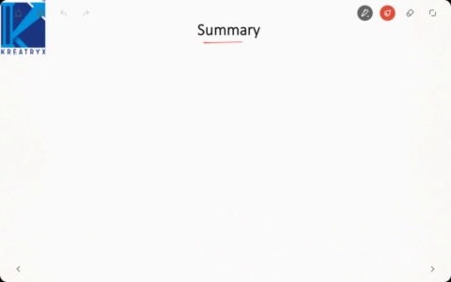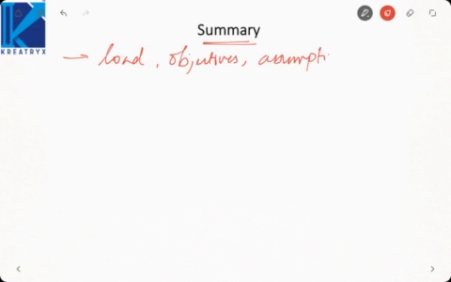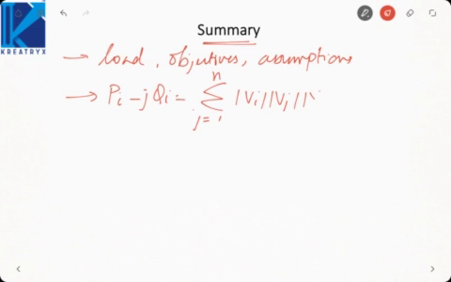So let me summarize what we have covered in this lecture. We first saw what is meant by load flow, what are the objectives, and what are the assumptions. Then we saw the equations for Pi and Qi, which was Pi minus jQi equals sigma j equal to 1 to n, mod Vi mod Vj mod Yij angle delta j minus delta i plus theta ij.